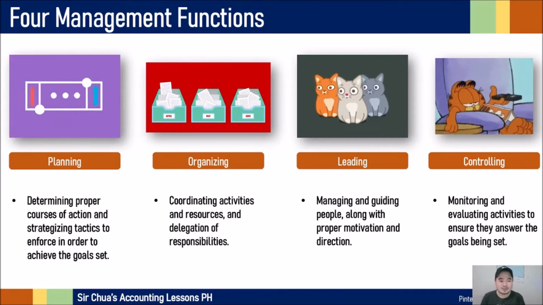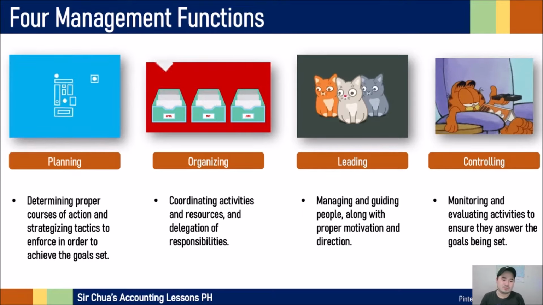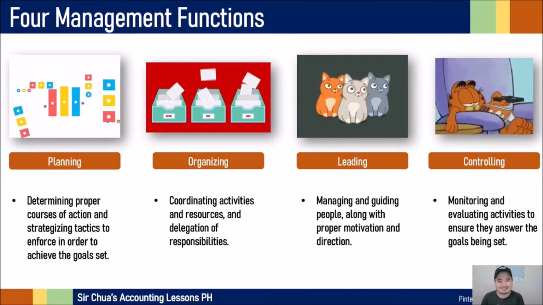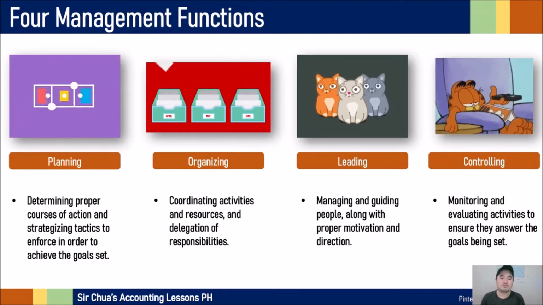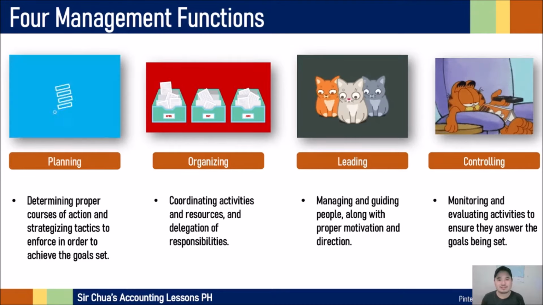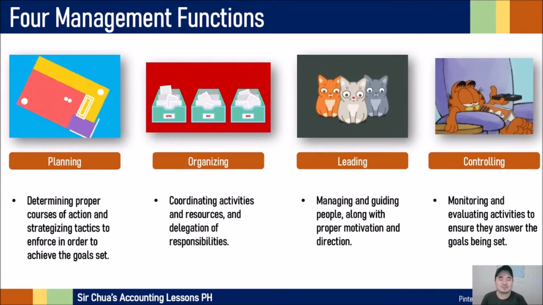Okay? And basically it comes like a cycle, no? If kung lumabas sa performance evaluation that you did not hit the target, then you plan again so that you will know the next courses of action that you will take. Okay? So these are the four management functions that you need to understand in our discussion of management, accounting, and strategic cost management.